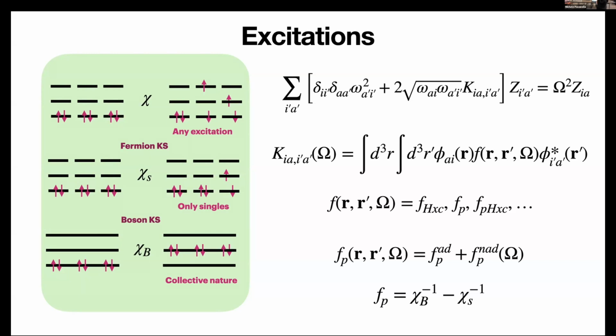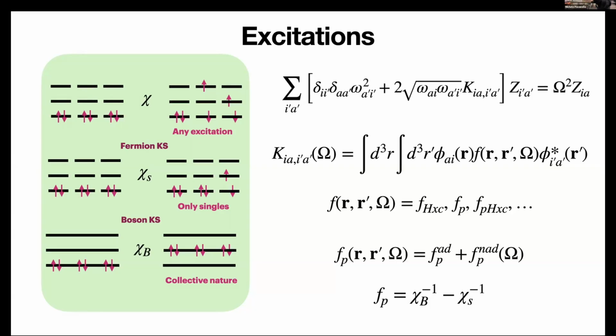Now, here I mentioned that the coupling matrix is given by the double integral of the multiplication of occupied and unoccupied orbitals and this kernel. This kernel can depend on which system you want to link: the Hartree exchange correlation, Pauli, or Pauli-Hartree exchange correlation. We can define the Pauli kernel as the addition of the adiabatic plus the non-adiabatic part, which is frequency dependent. In case we want to recover the excitations of the Fermi Kohn-Sham system, we will be using the Hartree exchange correlation and the Pauli kernel.